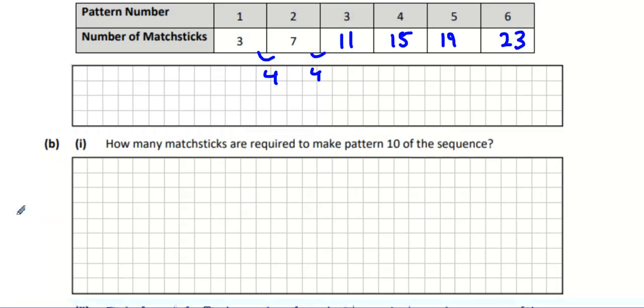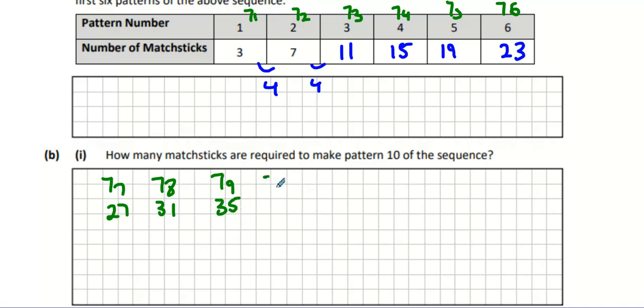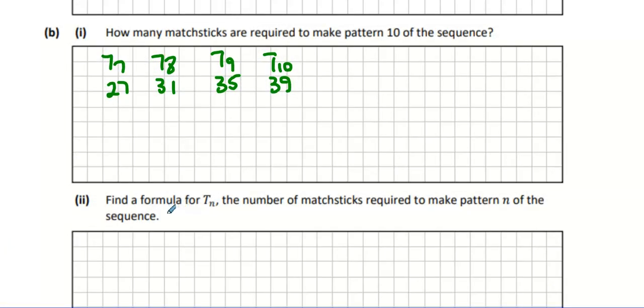We'll do it this way. T1, T2, T3, T4, T5, T6. T7 will be 27, T8 will be 31, T9 will be 35, and T10 will be 39. You just keep adding on 4 every time. Hence find the formula for Tn.